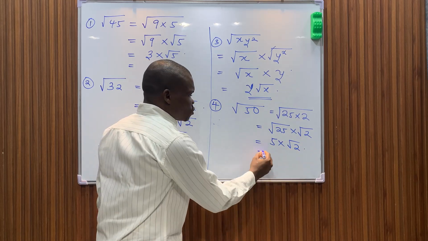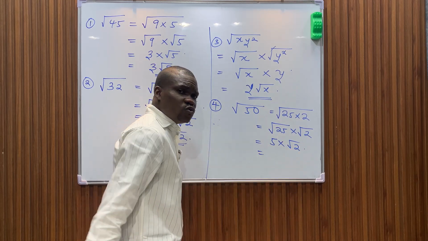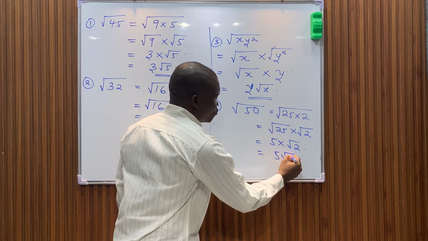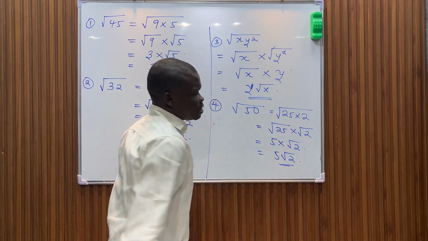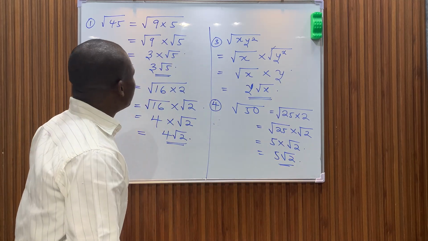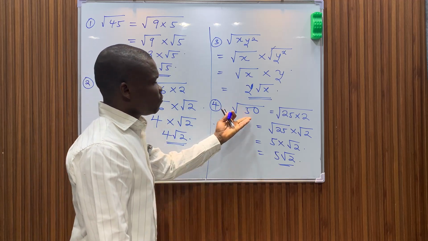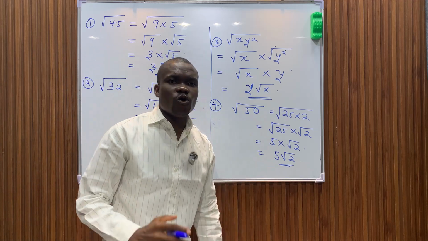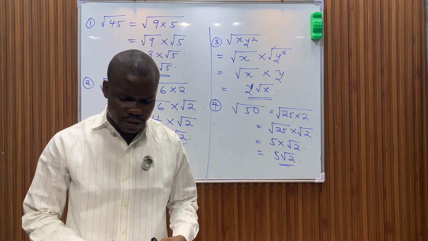So that will now give us what? 5 times the square root of 2 gives us 5 root 2. And that's the answer. So this is the simplified form of the square root of 50. I hope you understand what I just explained.